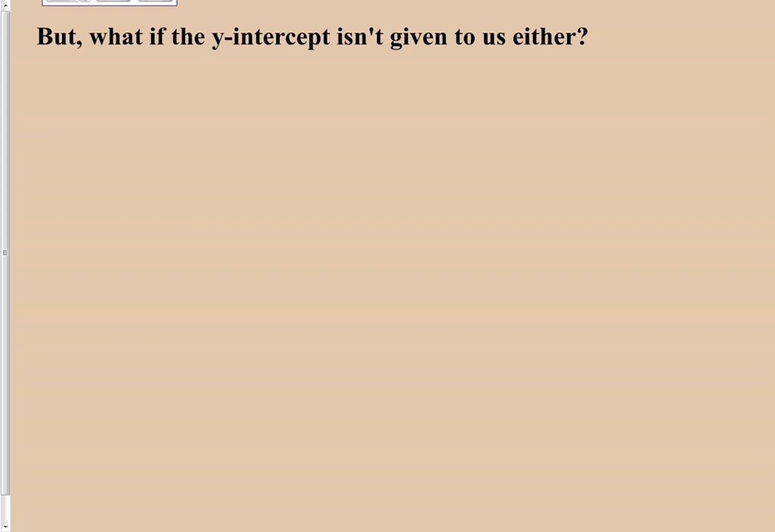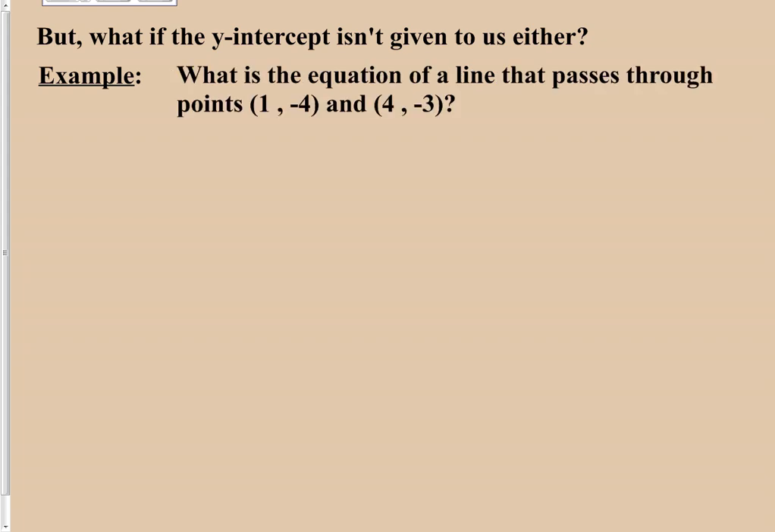Okay. One more example, and this is kind of the worst case scenario that we can expect. What happens if the y-intercept is not provided for us either? Okay, so here is a typical example, and this is the skill that they are absolutely going to have you practicing if they ask you a question about writing an equation of a line. What is the equation of a line that passes through points (1, -4) and (4, -3)?